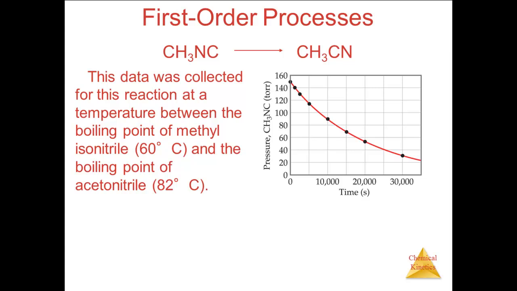This temperature was chosen so that the methyl isonitrile would be a gas, and once the acetonitrile was formed, it would be a liquid, exerting some vapor pressure. If we know the vapor pressure of the acetonitrile at that particular temperature, we can determine the partial pressure of the methyl isonitrile by measuring the total pressure and subtracting the vapor pressure of acetonitrile.